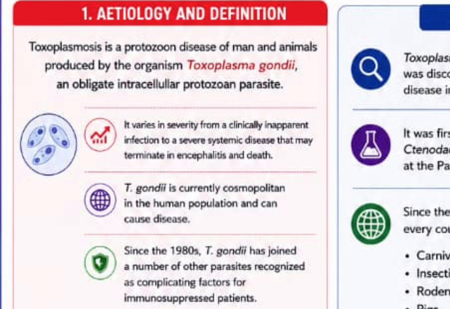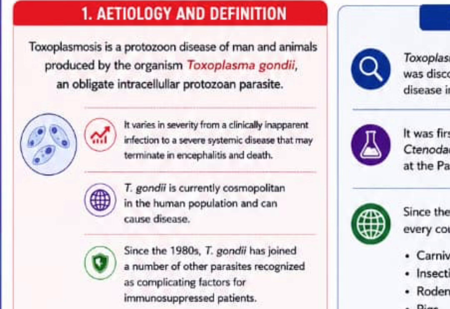Are you getting me now? So it's an obligate intracellular protozoan parasite. Obligate means that it is compulsory, which means it needs to stay inside the cell. You get it now? So one thing you have to know is that it is a protozoan infection that affects man and animals, from the organism Toxoplasma gondii, and Toxoplasma gondii is an obligate intracellular protozoan parasite.